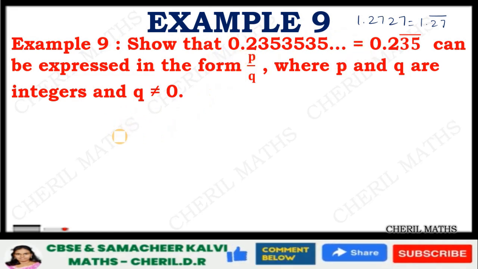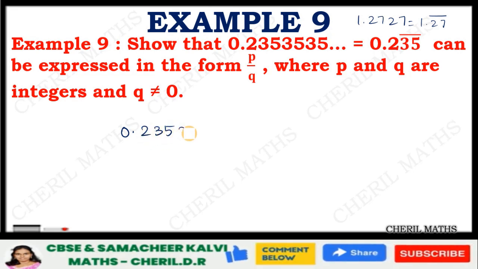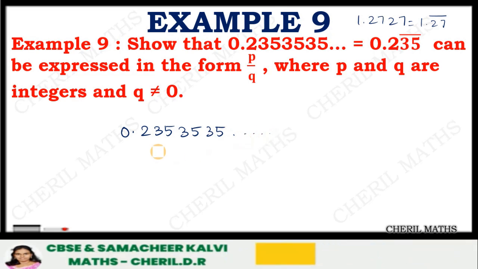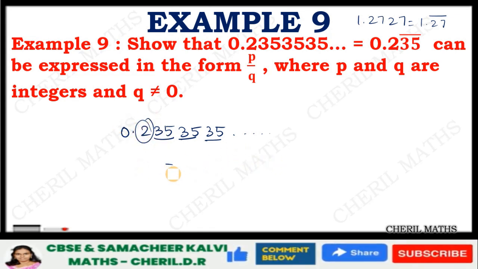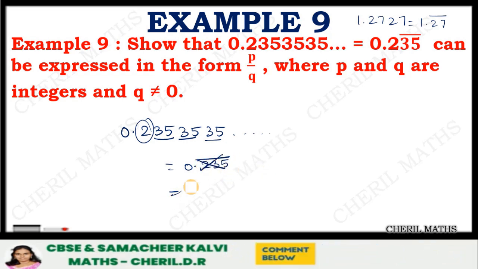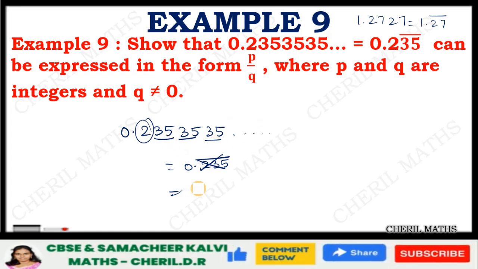So here we are given the number 0.23535 and so on. You can see that the number which is repeating is only 35, and not this 2. This 2 comes only at the beginning. So you cannot write it as 0.235 with the whole bar over it, it will be wrong. Your 2 is alone, only 35 is repeating.